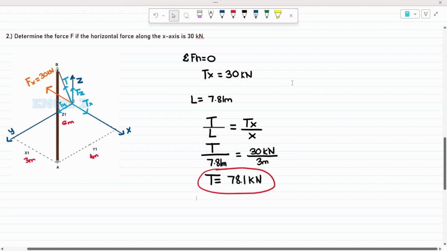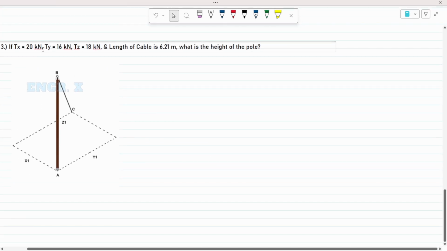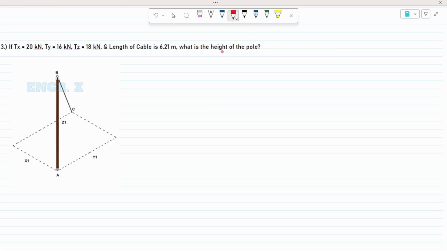Okay, next problem. If Tx is equal to 20 kilonewton, Ty is 16 kilonewton, Tz is equal to 18 kilonewton, and the length of cable is 6.21 meters, what is the height of the pole? Okay, before anything else, we must understand that this length of the cable na 6.21, eto yun, yung length BC. Di ba kanina, we have already solved for length BC or yung L. L is 7.81. And knowing na L is 7.81, this is made up of the resultant of x squared plus y squared plus z squared.